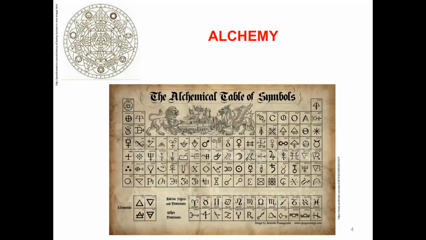So where did all of this start? Well, it started with the alchemists, and those were the original types of scientists, even though they came after the philosophers.